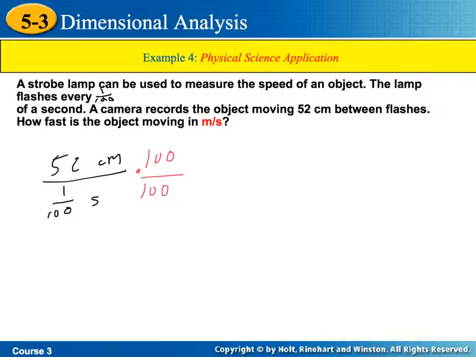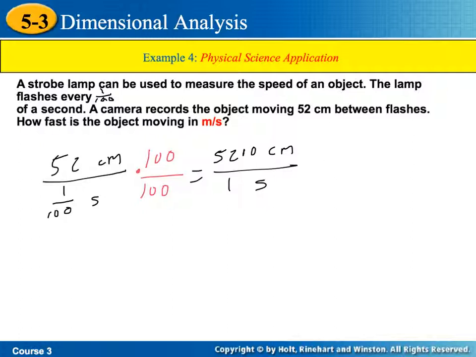So my answer here would be 52 centimeters times 100, which is 5,200 centimeters in 1 second, because I changed that 1/100th of a second just to 1 second. It makes it easier to work with. Instead of working with 1/100th of a second, I'm dealing with just 1 second. So in 1 second, something can go 5,200 centimeters.